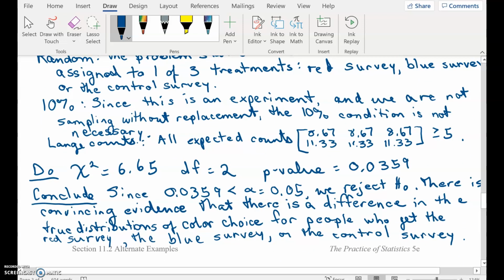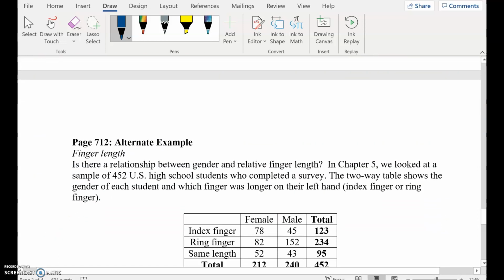There's the p-value, and we're going to go ahead and reject. So there is convincing evidence that there is a difference in the distributions based on the color of question you're asked about in the survey, you will choose a different type of candy. Okay? All right, last question.